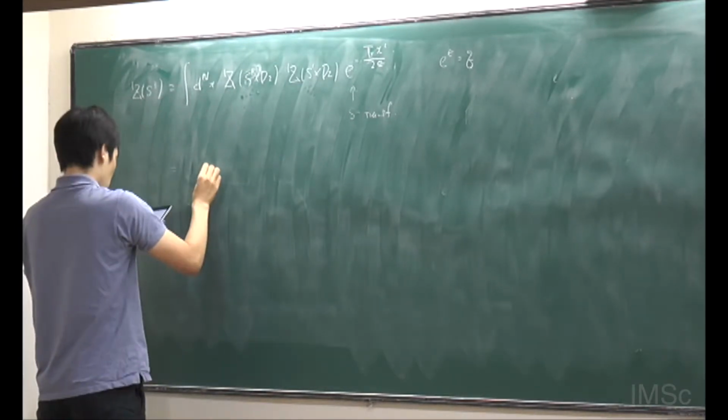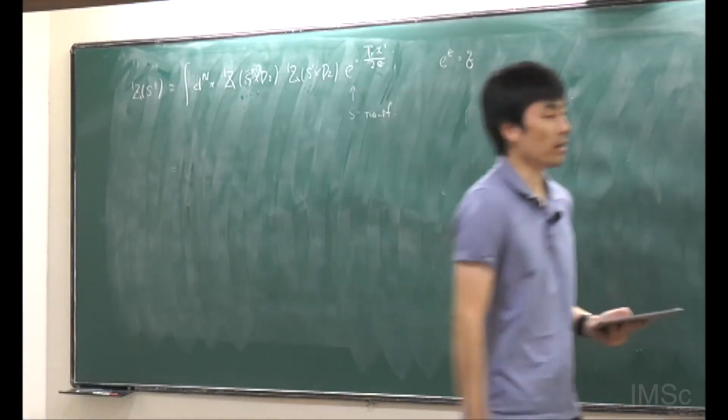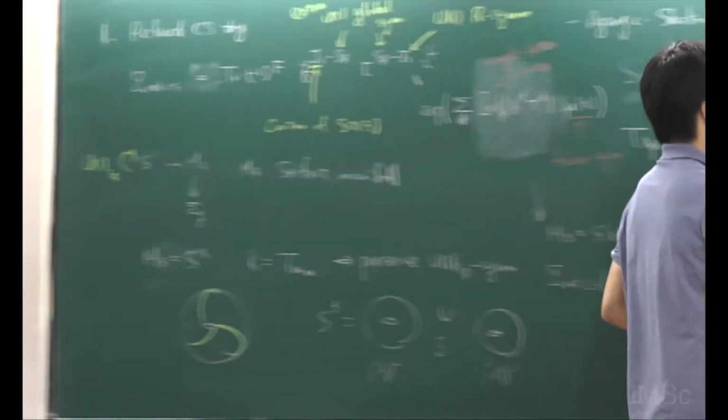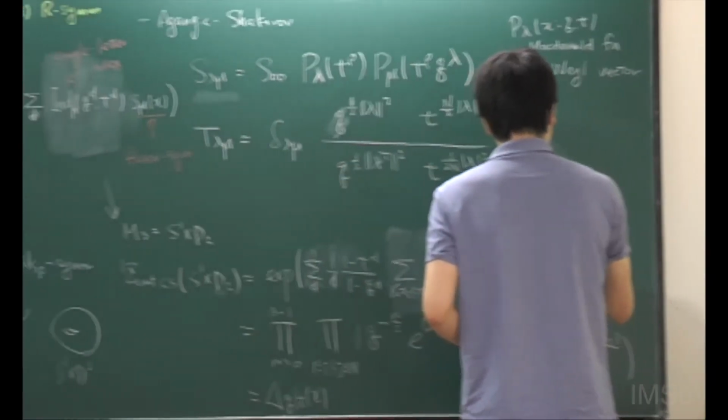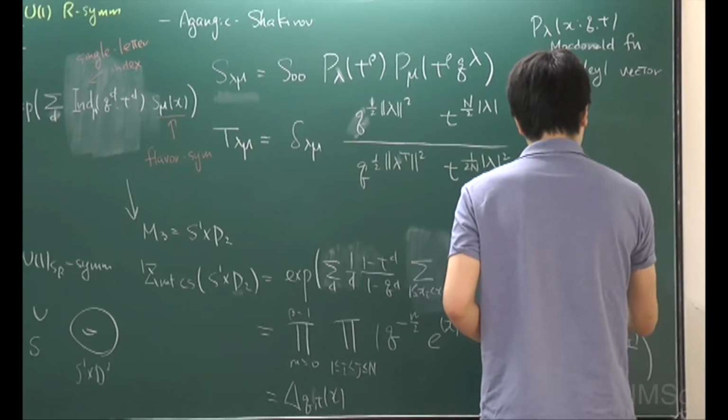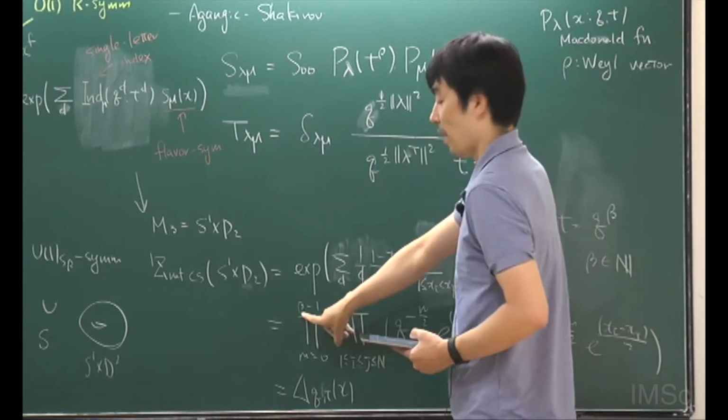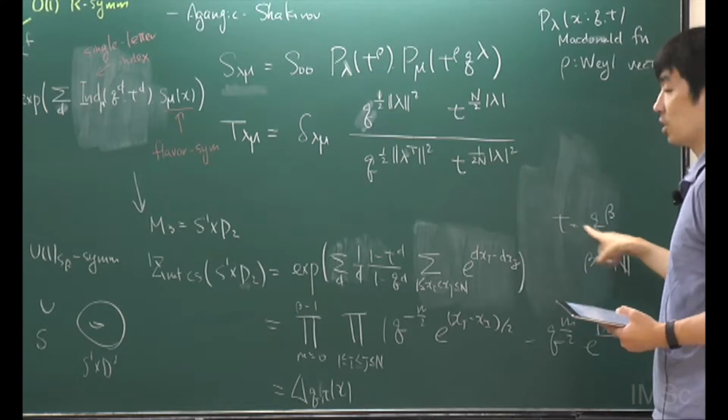And what you're going to get is as follows. Sorry, I should mention what beta is. I just put t equal to q to the beta, where beta is some natural number. So beta has this relation.